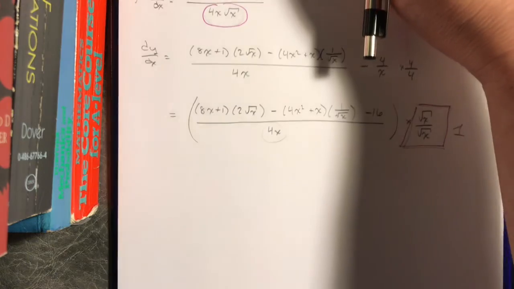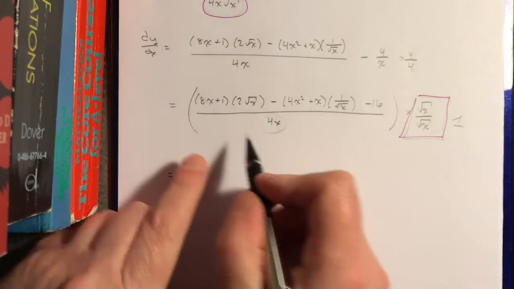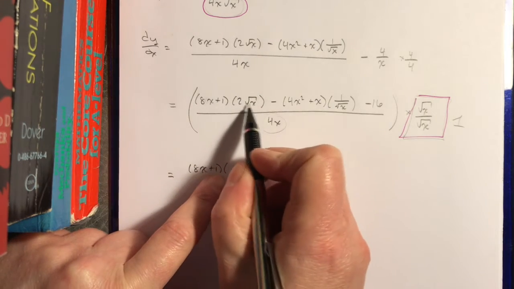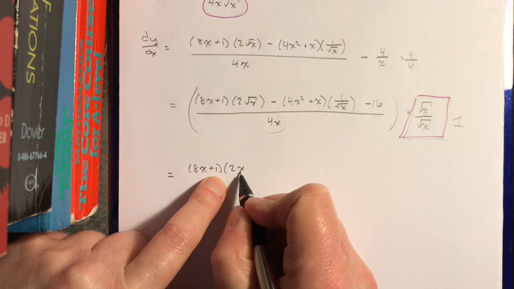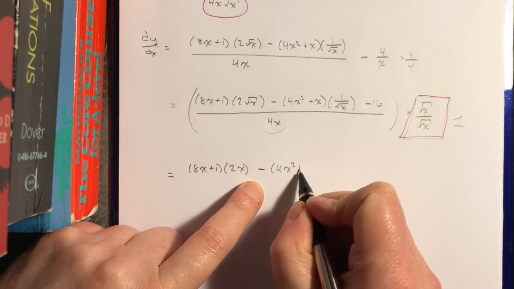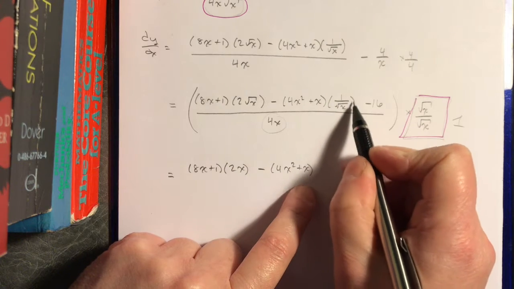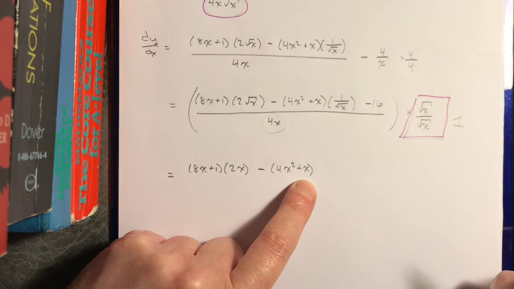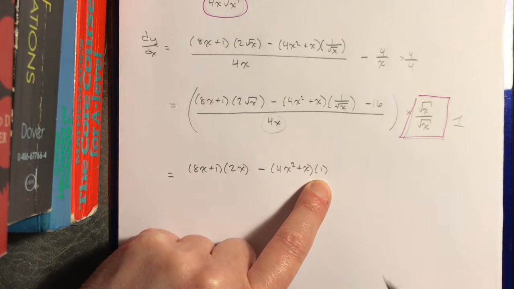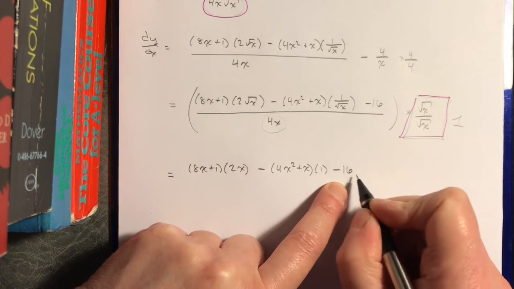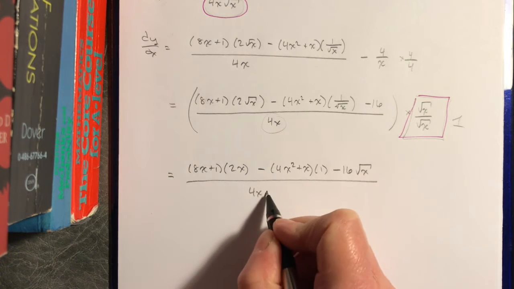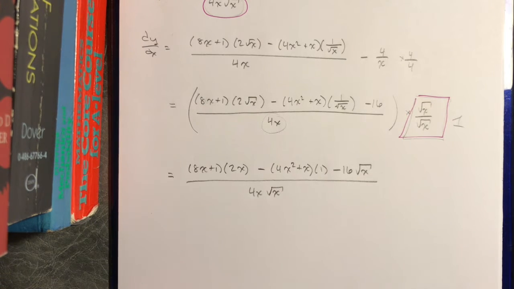So let's write it out. 8x plus 1, 2 root x times root x gives me a 2x. Subtract 4x squared plus x. 1 over root x times root x is the number 1. I suppose I could say times 1, track where that went. Minus 16 root x, and then on the bottom I've got 4x root x.